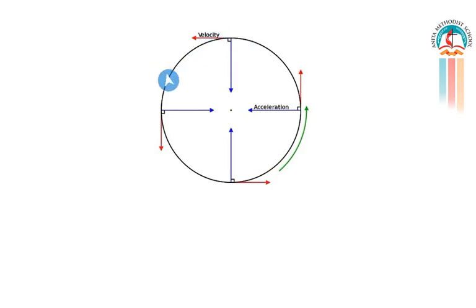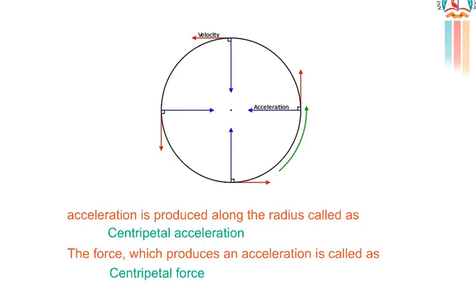In uniform circular motion, even though the speed is constant, the direction of velocity changes at every point on the circular path. If it goes straight, it cannot go in a circular path. And the acceleration is produced along the radius. So the acceleration produced along the radius is called as centripetal acceleration. And the force which produces an acceleration is called as centripetal force.